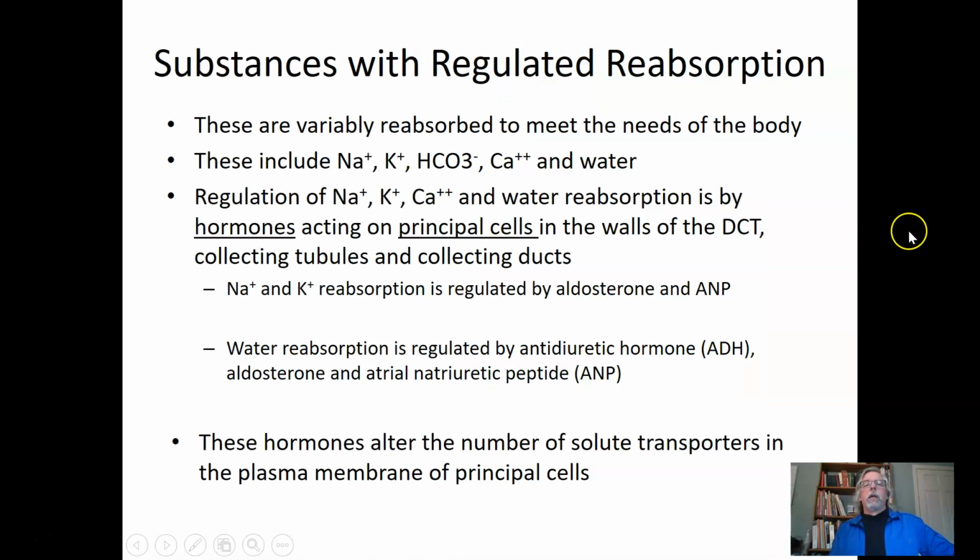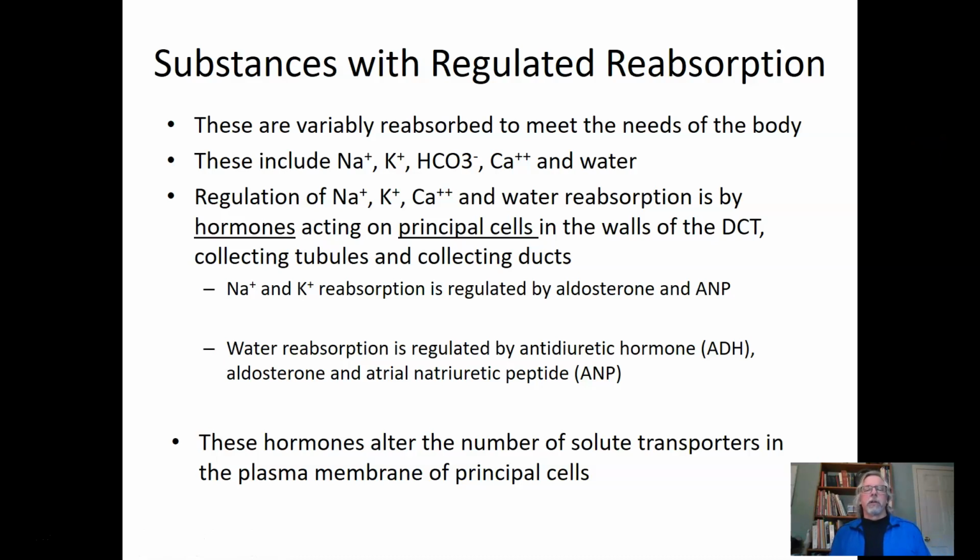Okay? Here are some examples of substances that are regulated in their reabsorption. So there are a number of ions that fall in this category: sodium, potassium, bicarbonate, calcium, and water as well. So typically urine will have some of each of these ions and water, but we can modulate how much is reabsorbed according to the needs of the body.